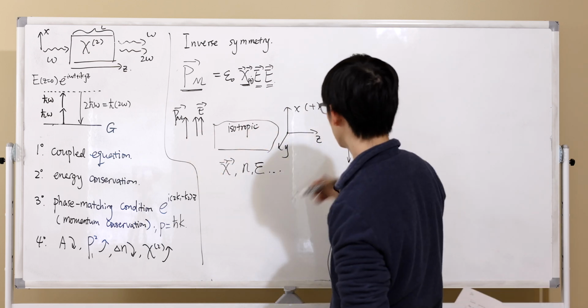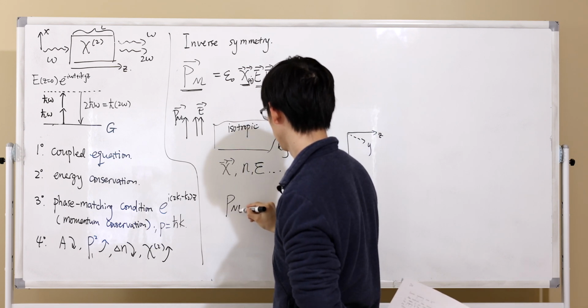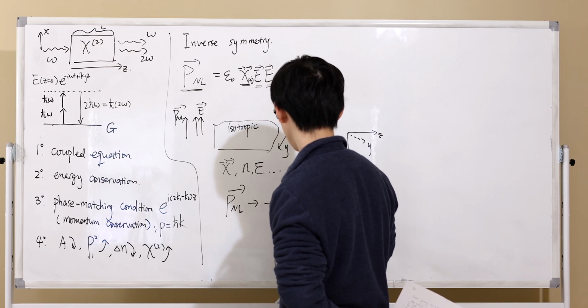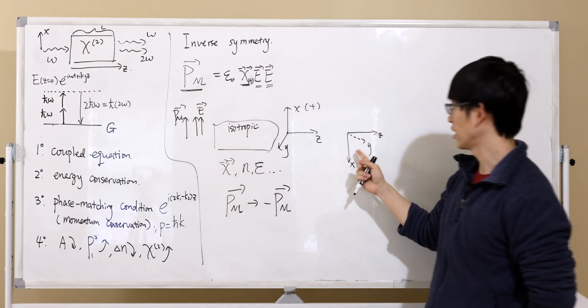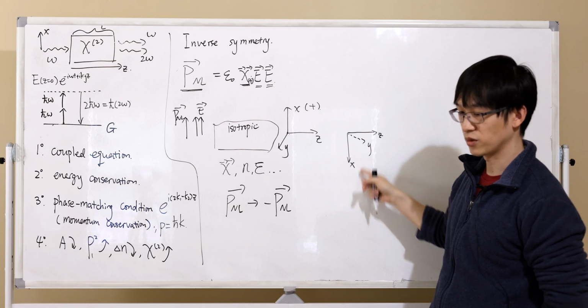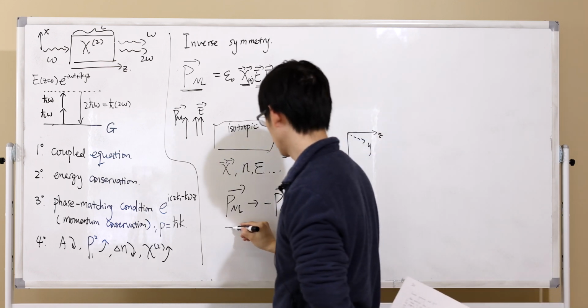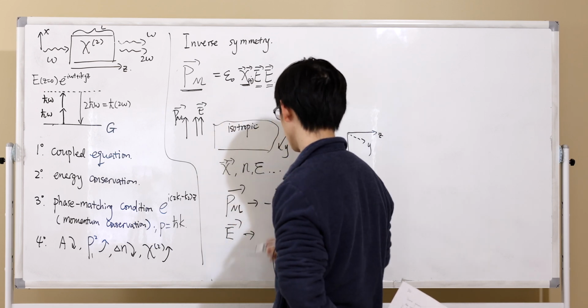In this coordinate, what you would see is that your nonlinear polarization will add a minus sign in front, because previously you were pointing upwards, and now pointing upwards actually means pointing towards a negative direction. And the same applies to the electrical field, actually to any vector along this x direction.